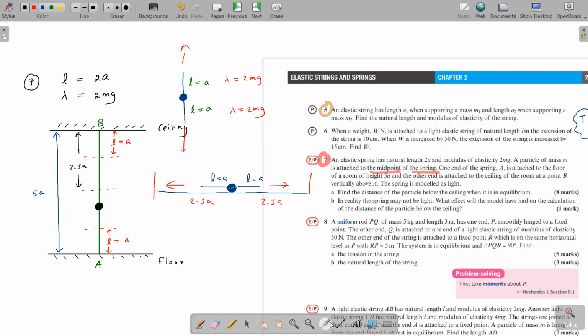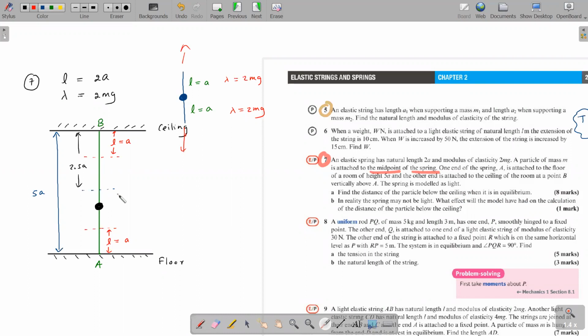Natural length A for each part of the spring, I have marked on either end, the ceiling and the floor ends. Now, what are we supposed to find in the question? They are asking us to find the distance of the particle below the ceiling when it is in equilibrium, with the spring modeled as light. You can see it's 8 marks. They've given you 8 marks for this.